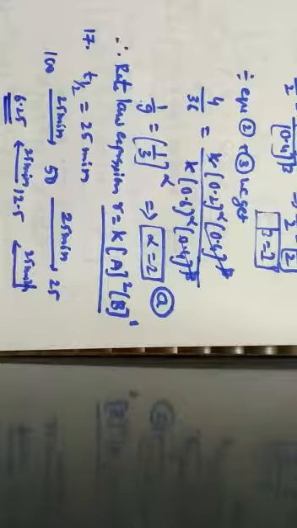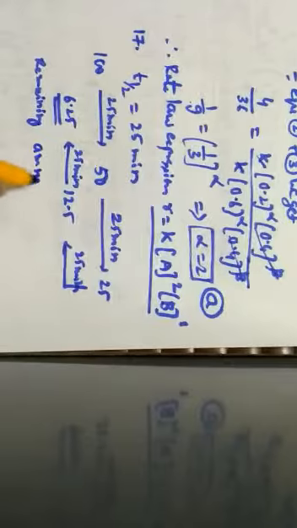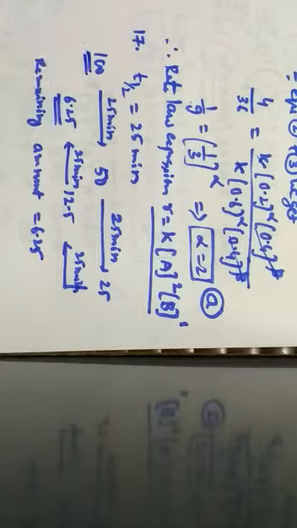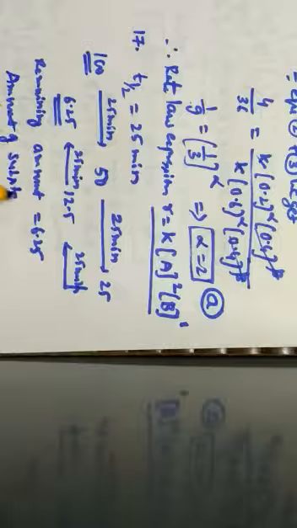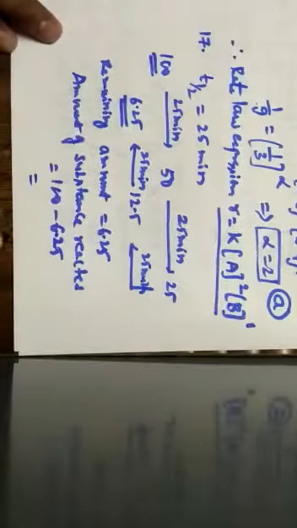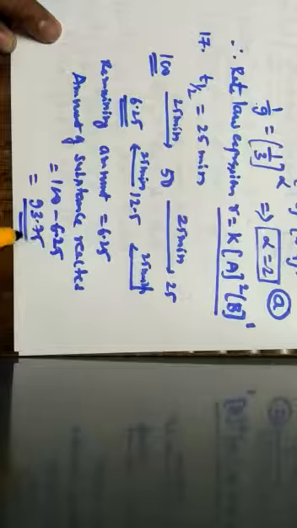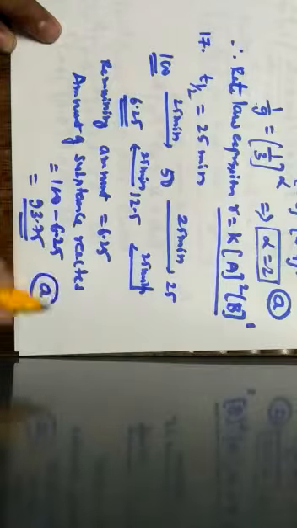What is the remaining quantity? Here the remaining amount of substance is 6.25. The initial amount that we have taken is 100. So now we have to calculate the amount reacted, which is equal to 100 minus 6.25, because 6.25 is the left out substance. That is 93.75, the amount of the substance reacted, which is given by option A.